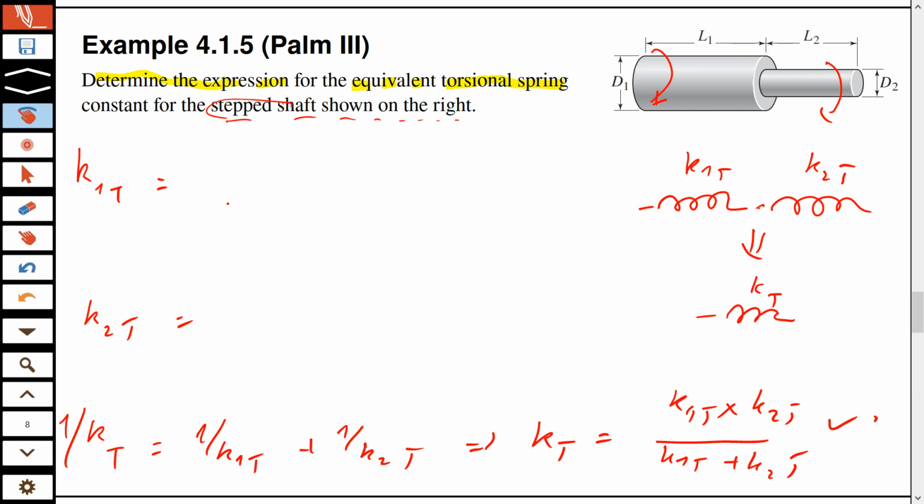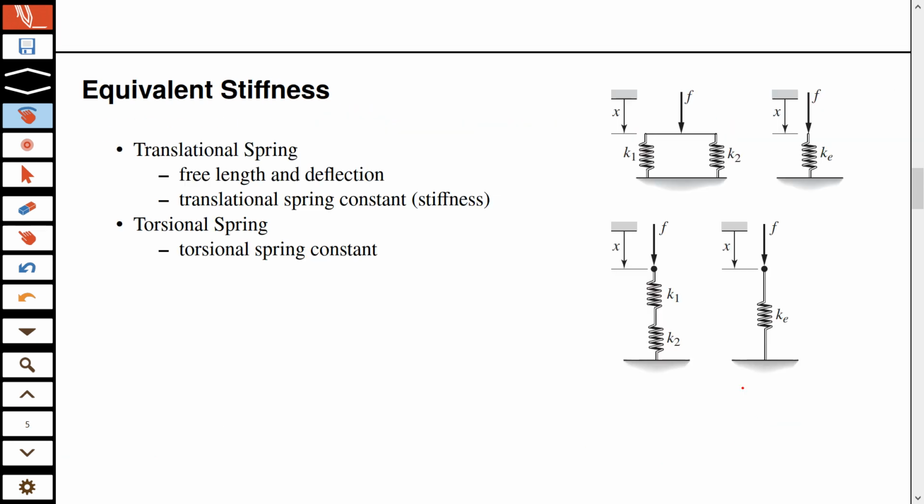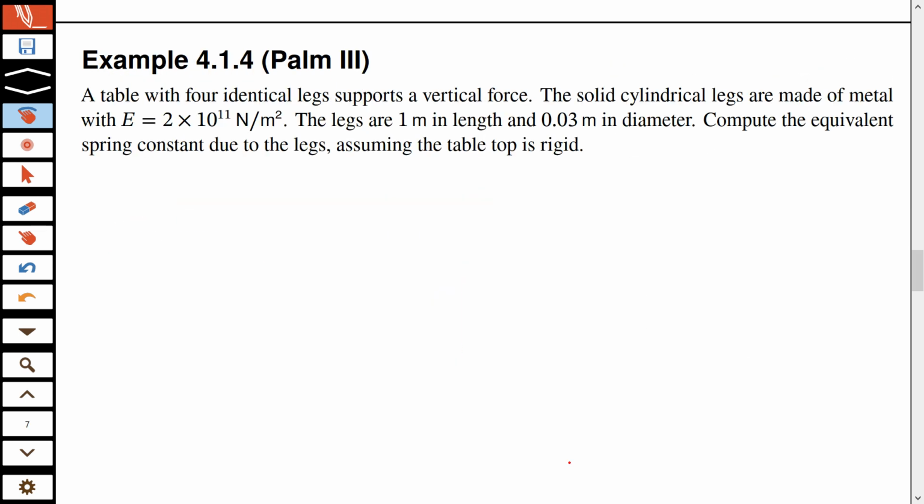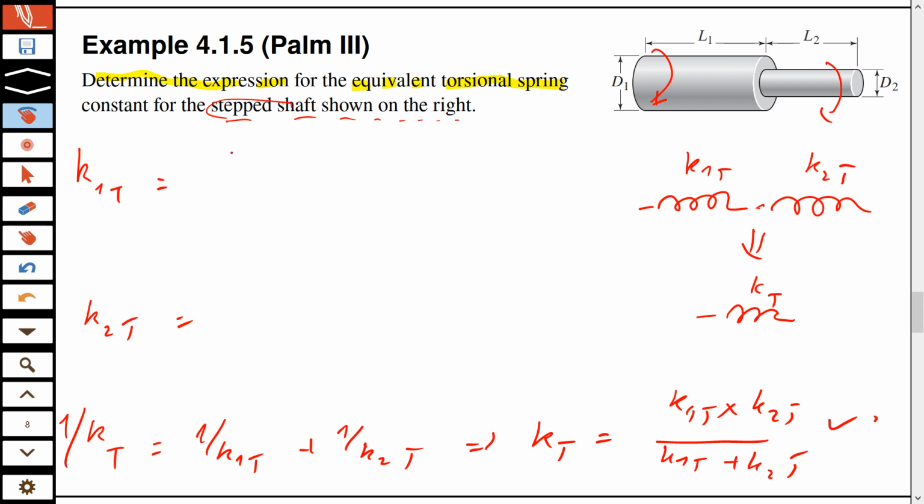For them, we need to go to the table of torsional spring constants. Instead of a hollow shaft, we look for a solid shaft, set d to 0, which means that our formula will be pi G d to the 4th over 32L.